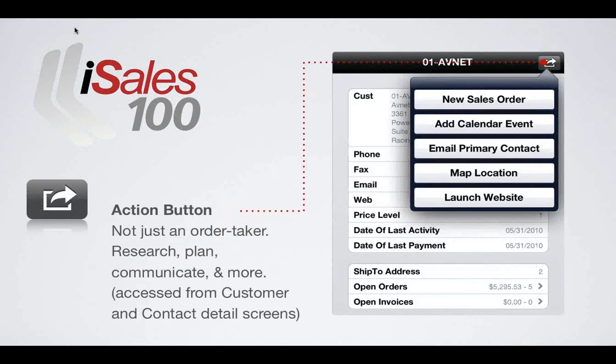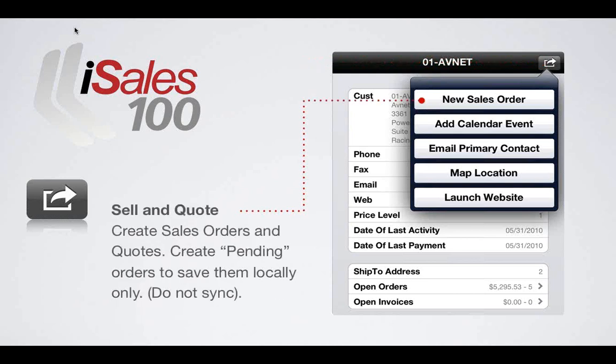So how does iSales 100 work? When I'm on a customer record, as you see illustrated here, in the upper right-hand corner, I have an action button. And the action button, we have that at the item level, we have that at the contact level. What that does is that provides a gateway for you for all of the different activities that you can do related to that customer. So we'd mentioned already we can create new orders or new quotes.